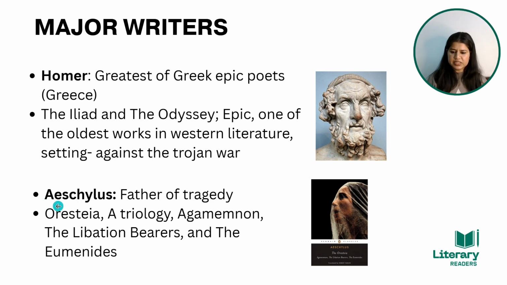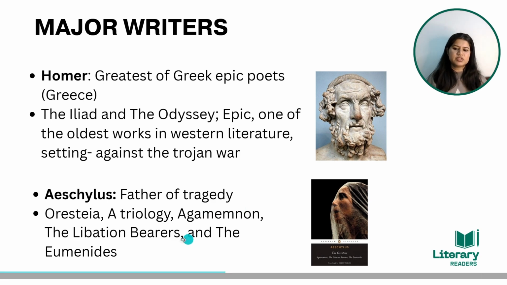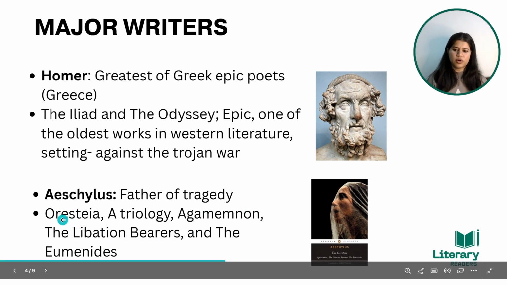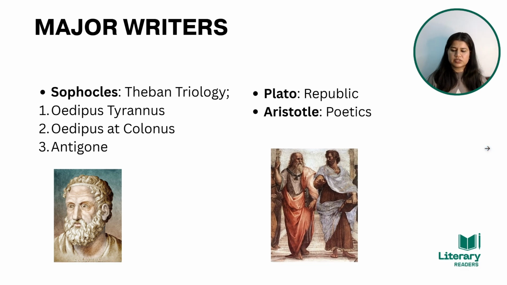Then we have Aeschylus, who is considered as the father of tragedy. He has written a trilogy called Oresteia, in which we have three works: Agamemnon, the Libation Bearers, and the Eumenides. Then we have Sophocles, who has written Theban trilogy, in which we have three works: Oedipus Tyrannus, Oedipus at Colonus, and Antigone. Apart from Sophocles, we have Plato's Republic and Aristotle's Poetics.